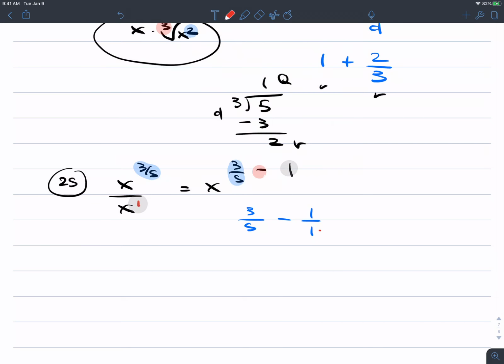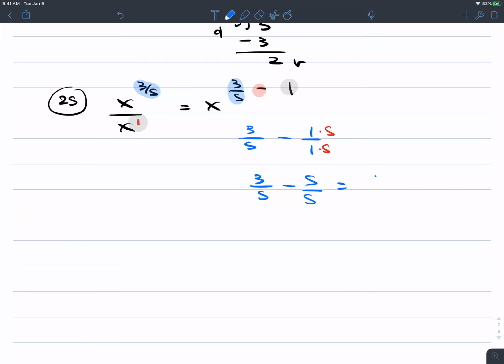And my power is going to be now, this is where the work is, 3/5 minus 1 over 1, which gives you times 5, which will be 3/5 minus 5/5, 3 minus 5 over 5, which is negative 2/5 here. So this is an interesting question because now my new power is what? Negative. It's negative. Good. So that's x to the negative 2/5 power.